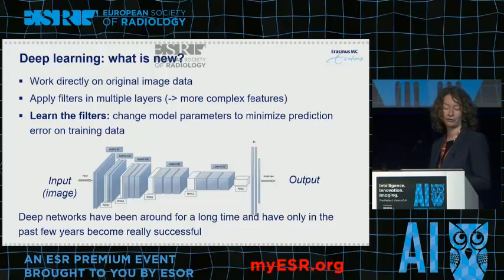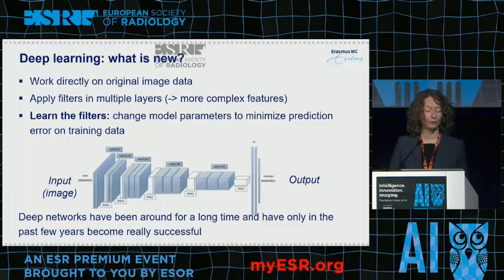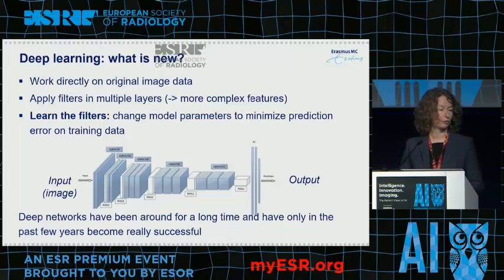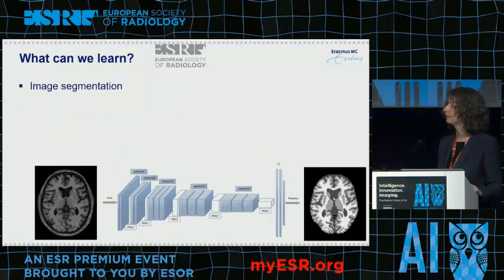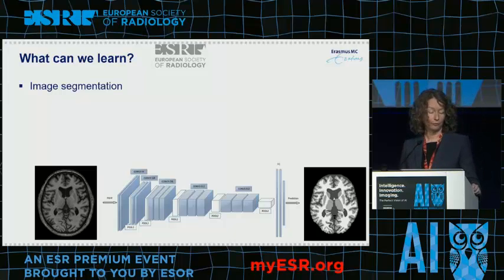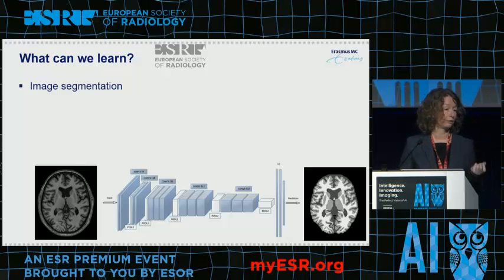And deep networks, even though within radiology maybe they seem new, have been around for a long time, but they have only in the past few years become really successful, mostly through better use of training data and better computational resources. Now, what can we learn? We have this neural network that learns the relation between an input image and an output. The output could, for instance, be a segmentation, and then we train a network to reproduce such segmentations, but then hopefully it can do it correctly on unseen images as well.